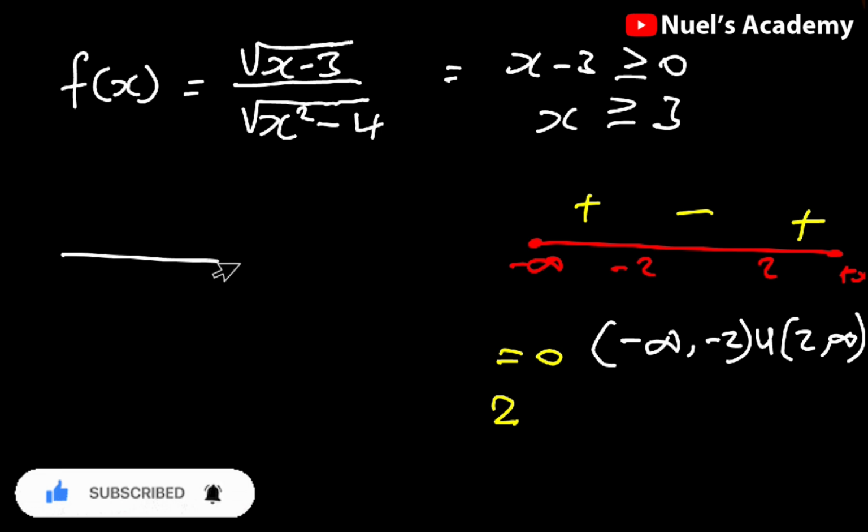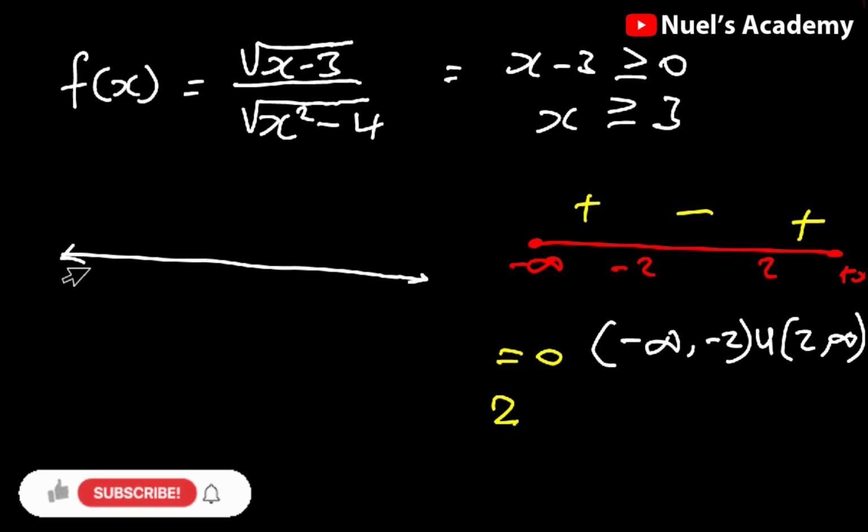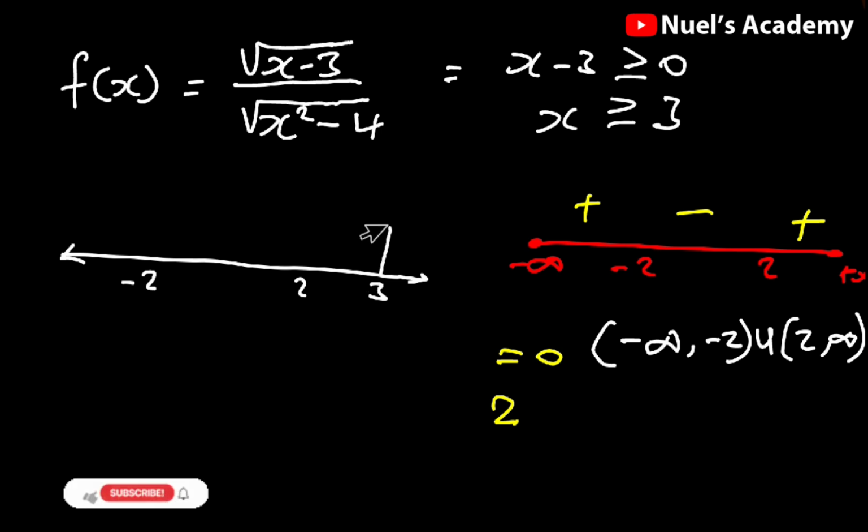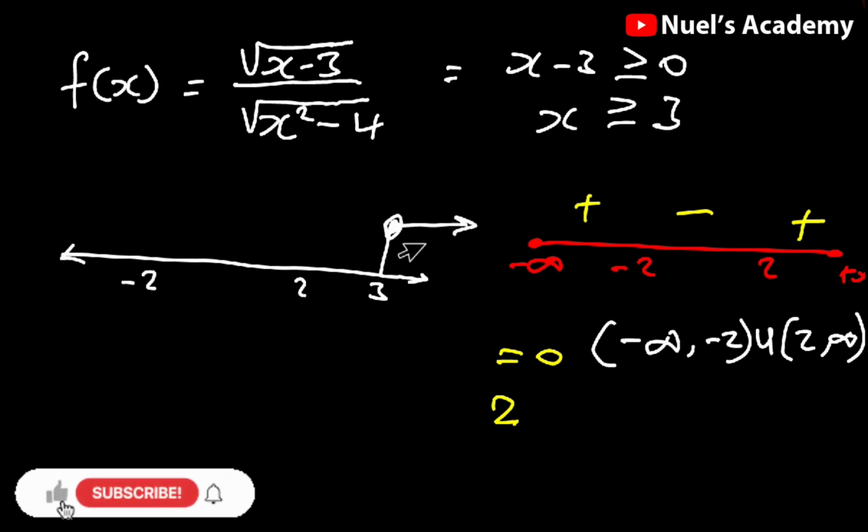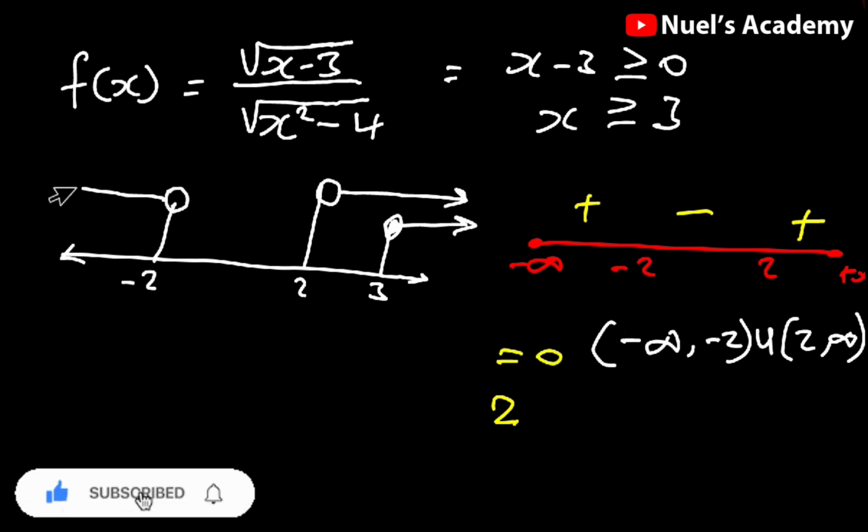Now let's represent all these answers on a number line. So we have negative 2 here, we have 2 here, and then we have 3 here. So here is greater than or equal to 3. So let me just represent this with a number line. So greater than or equal to 3. For this part, it is greater than 2 only. So let me represent it like this. And then this one is less than negative 2, that is from negative infinity to negative 2, meaning that x is less than negative 2. So we're going to represent it this way.